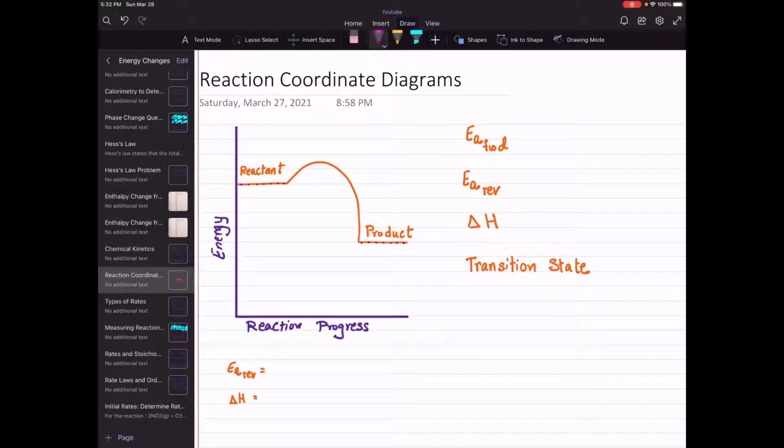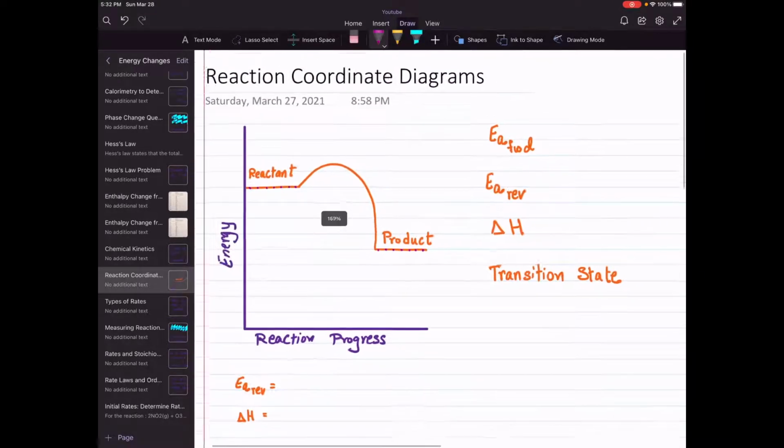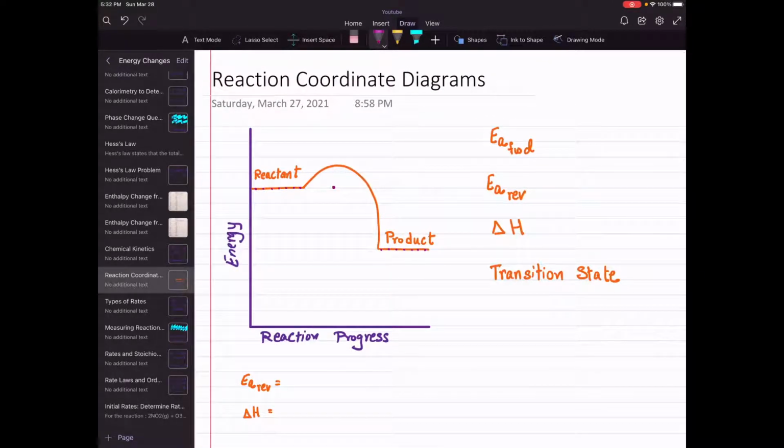Well, first of all, let's look at the symbols that we have on the right hand side. We have E subscript A, forward. That is activation energy forward. So when the reaction is going from reactants to products, how much is the activation energy? How much energy does it need to go from the reactant to the highest point on the energy scale? In this diagram, the reactants are right here, and then it will have to go this high to get to that point. And therefore, this height is the activation energy forward.